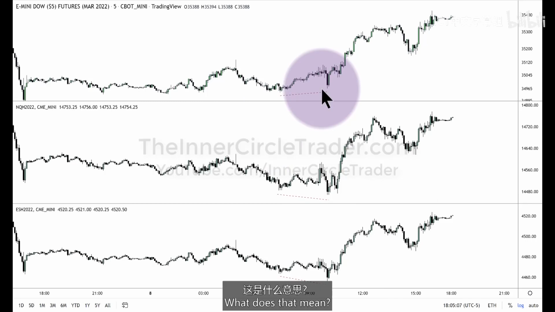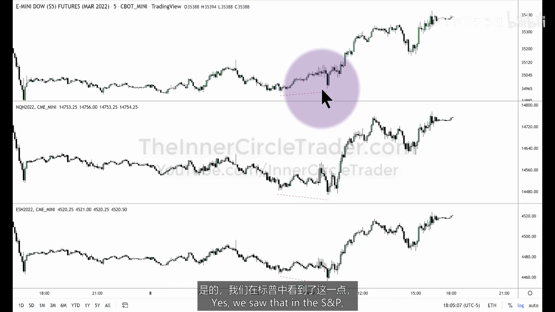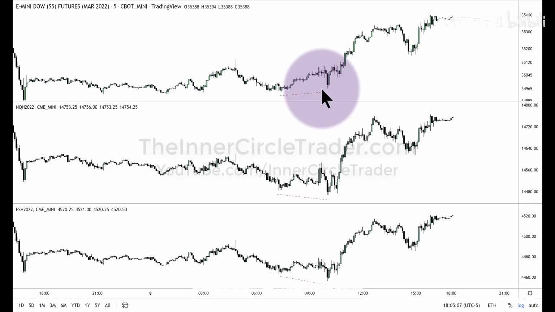What does that mean? You're already looking for a reason to go higher. So that means you're looking at an old low. Does it trade below the old low? Okay. Does it have a shift in market structure that's bullish? Yes, we saw that in the S&P, but we did not see it in NASDAQ.